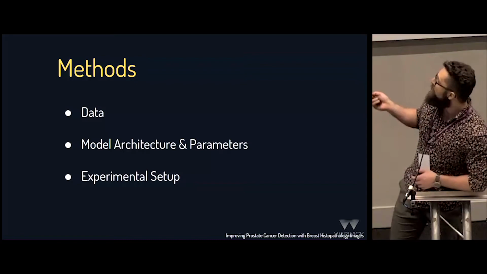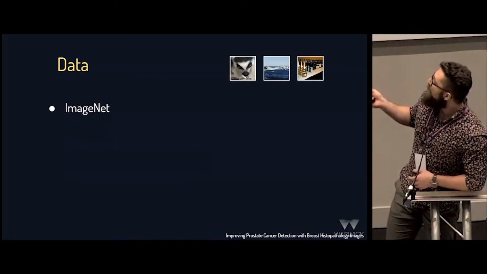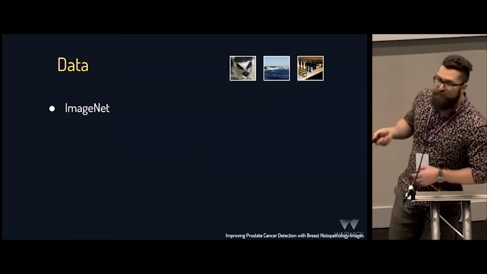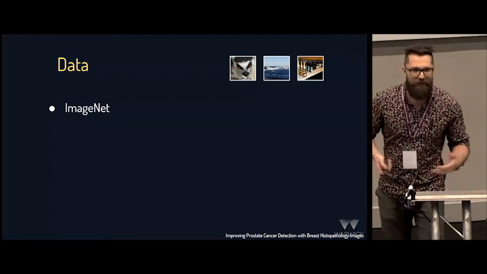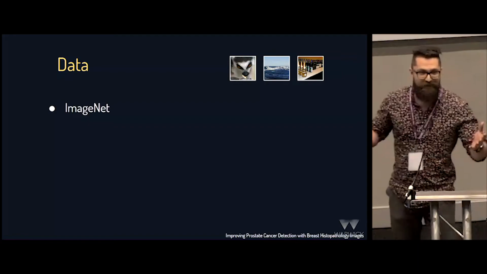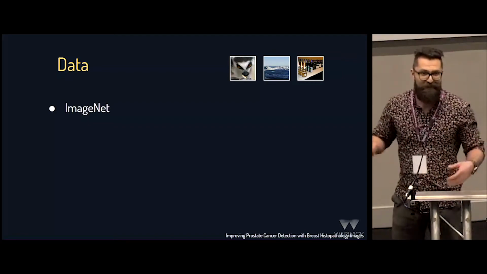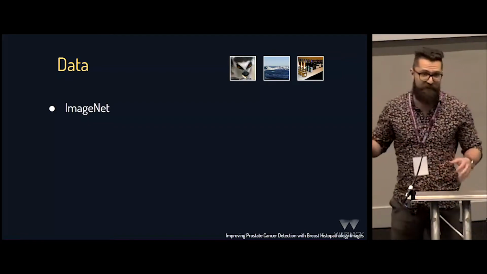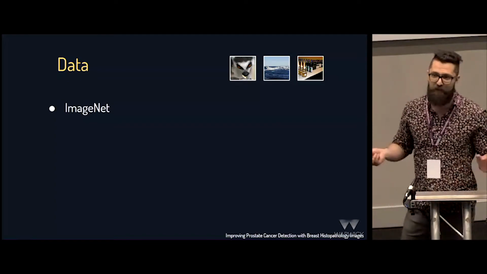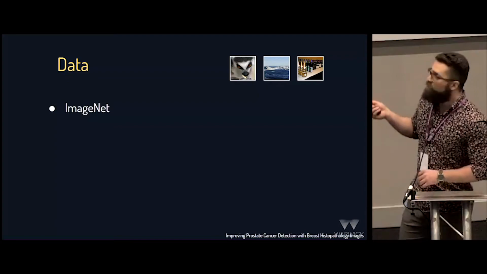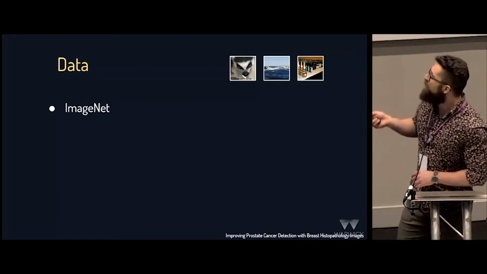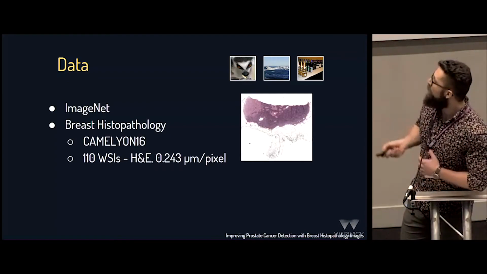So our methods. Our data is obviously ImageNet, except that we haven't trained an ImageNet classifier. Like, who does that? So we got a pre-trained model. If you're not familiar with ImageNet, it's the data set of more than 1 million images of all kinds of objects, 1,000 categories, and there are pre-trained models available as open source.